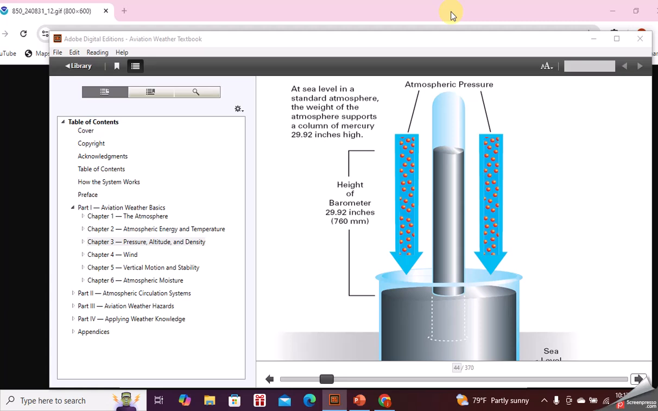Chapter 3 and 4, which are pressure and wind. Altitude and density come right out of pressure, so we're not going to cover them separately. We'll work those into this conversation. So what is pressure?